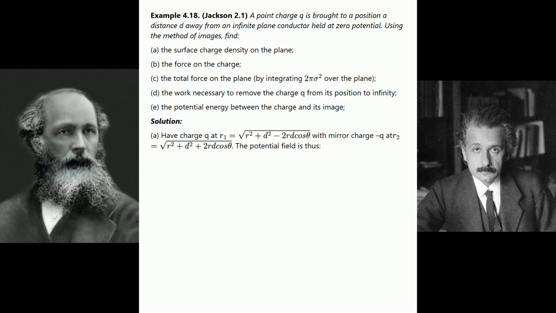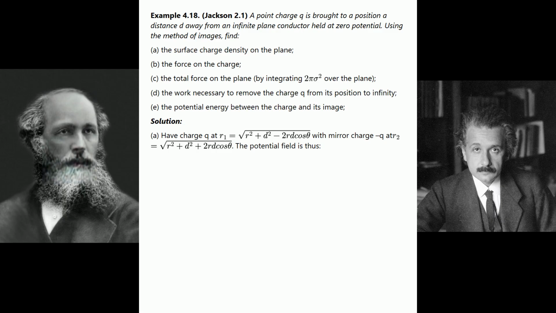Solution. A. Have charge Q at R sub 1 equals the square root of R squared plus d squared minus 2 R d cos theta, with mirror charge negative Q at R sub 2 equals the square root of R squared plus d squared plus 2 R d cos theta.